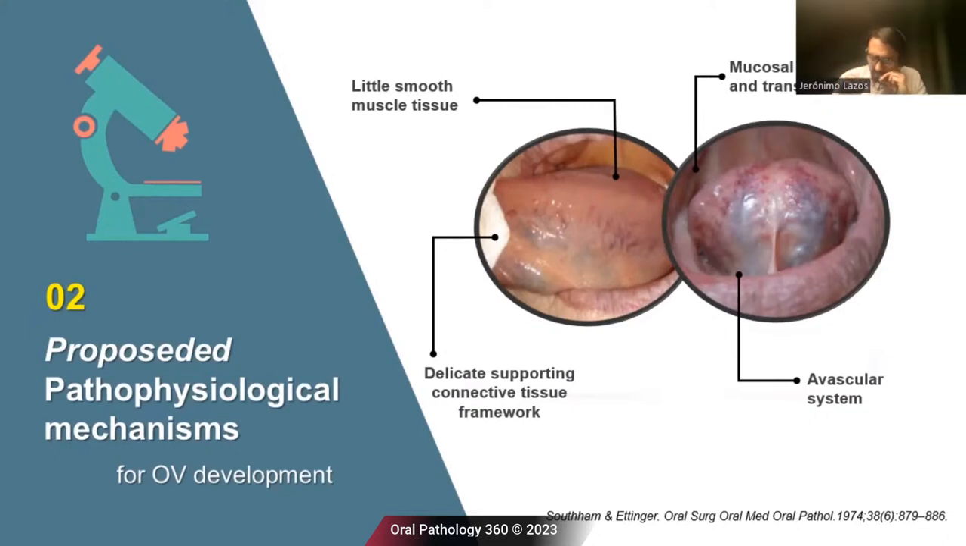And sometimes with some really minor changes to these vessels, we can already see it at early stages. But all in all, the complete understanding of how the oral varicosities develop is not yet known.